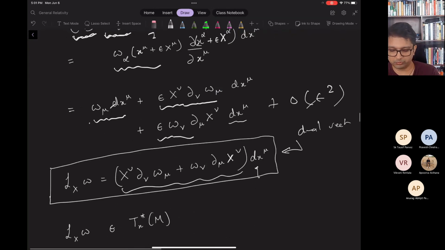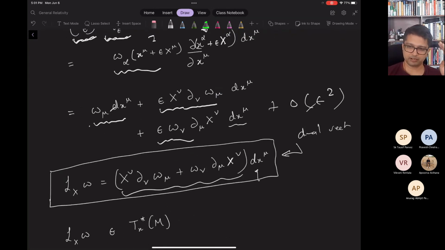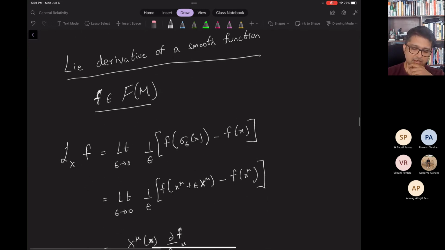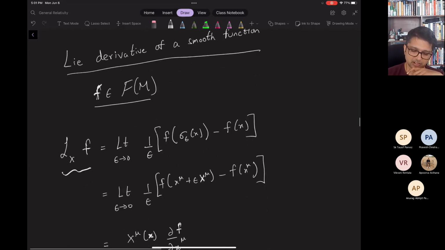Okay, so we've now defined the Lie derivative of vector fields. We've now defined the Lie derivative of dual vector fields. And now we can also define the Lie derivative of just smooth functions. Neither vectors nor dual vectors, just smooth functions. So you can imagine how you define it.